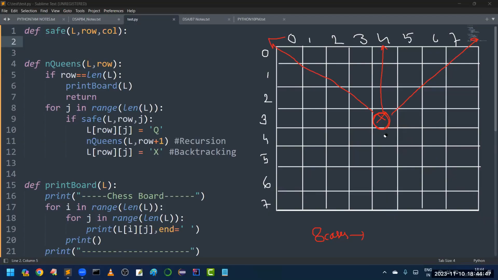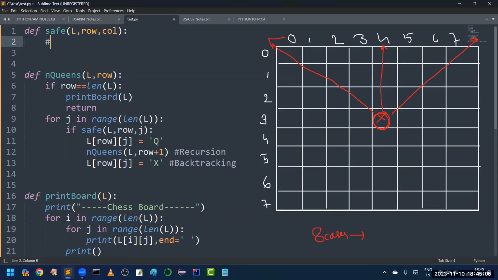So here if you observe, these cases we can eliminate, because when you are trying to place a queen at the third row, there won't be any queen in the fourth row, fifth row, sixth row, seventh row. We can eliminate all these cases. We are not required to check. Only these three cases we have to verify.